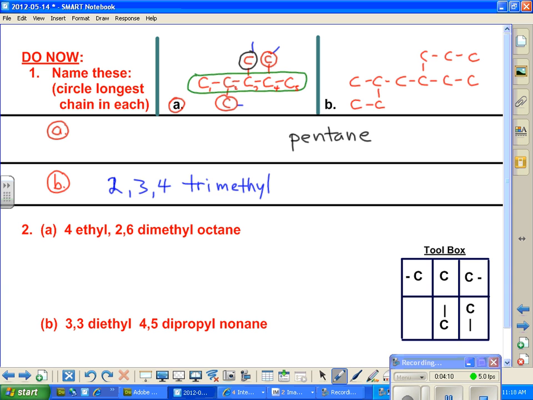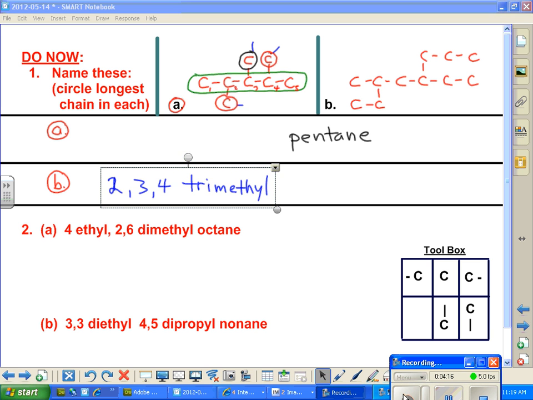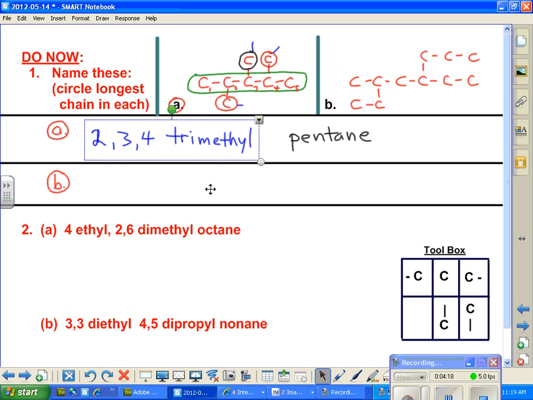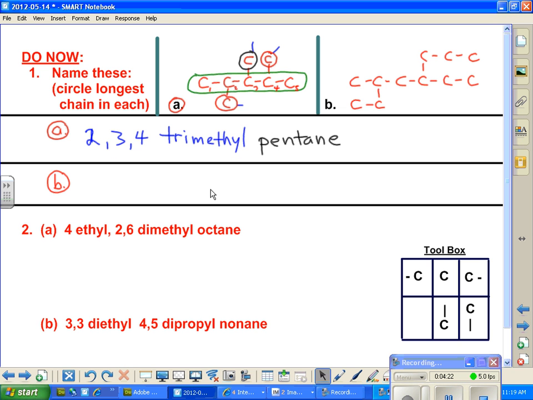And, of course, I put that on the wrong line. Let's get that up here, where it belongs. So, 2, 3, 4, trimethylpentane. And that's the name of that molecule.